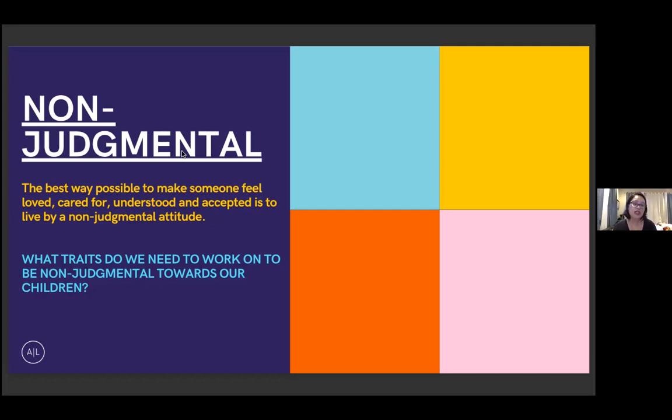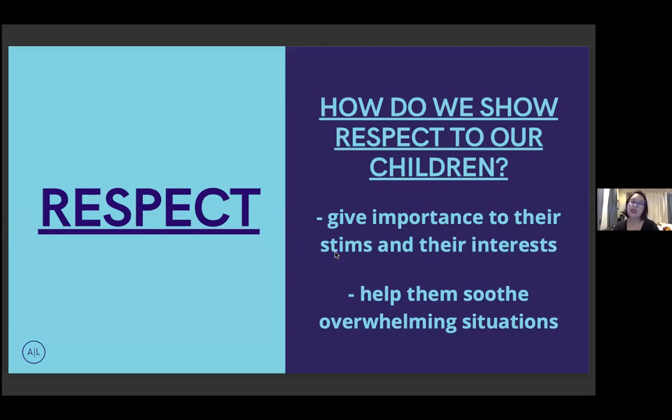So what traits do we need to work on to be non-judgmental towards our children? Let's go through some of them. Okay, the first one would be respect. How do we show respect to our children? Number one, give importance to their stims and their interests. When I say give importance to their stims and interests, it means don't try to stop it. Because when you try to stop it, you're actually telling them to stop helping themselves, or you're trying to stop them from their kind of comfort.